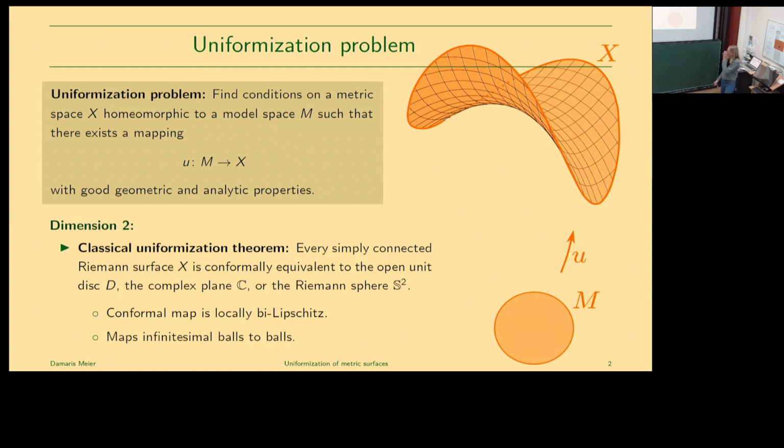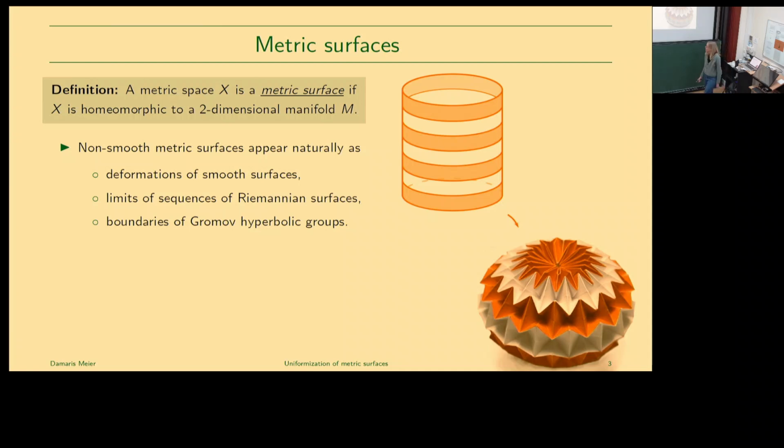Exactly. So what we try to do today is to find an analog of this statement in a non-smooth metric space world. So we're interested in metric surfaces, and just to properly define it, it's a two-dimensional metric space, so it's homeomorphic to some smooth two-dimensional manifold M. And why are we interested in metric surfaces? They very naturally appear, for example, as deformations of a smooth object.